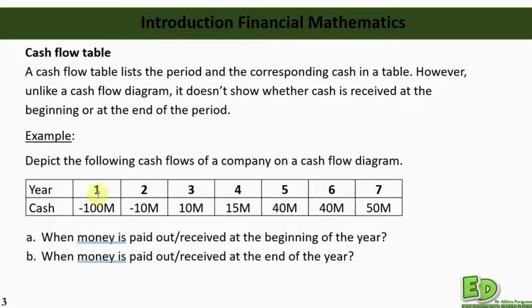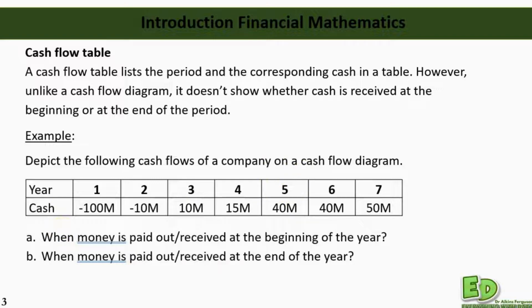You see some of these are the inflows and the outflows. The negative ones here that are seen represent cash outflow. The positive values here represent cash inflows. So we represent this cash flow table on the cash flow diagram when money is paid out or received at the beginning of the year, and when money is paid out or received at the end of the year on a cash flow diagram.